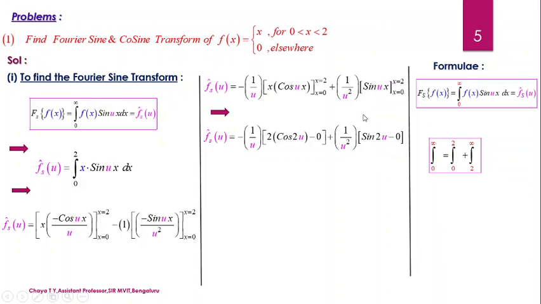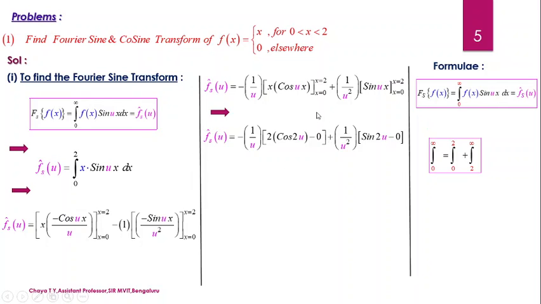Now similarly substitute for x in the second term. So it will be 1 by u squared into, when I substitute x as 2, I am going to get it as sine 2u minus substitute x as 0, it will be sine 0. We know that sine 0 is 0, so I am going to write it down as 0.